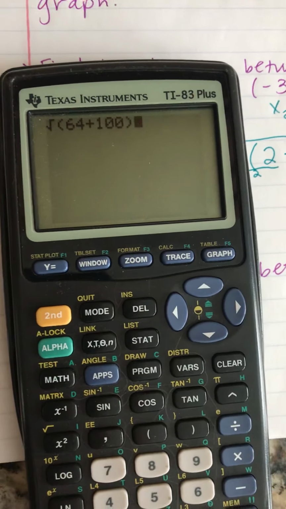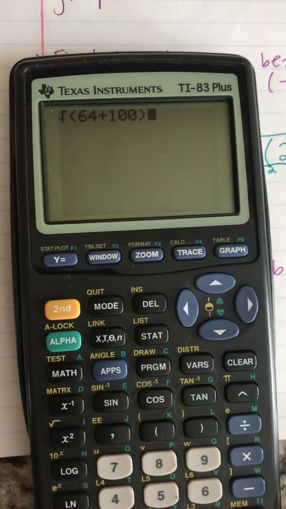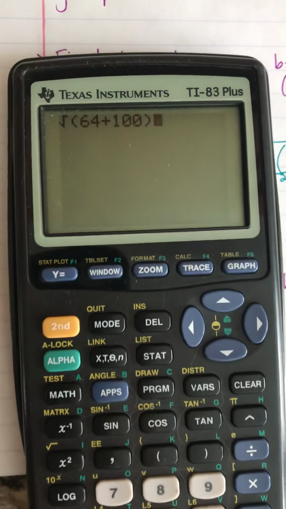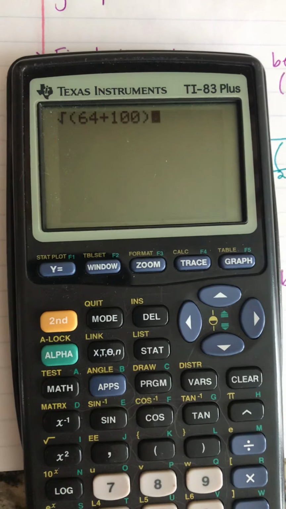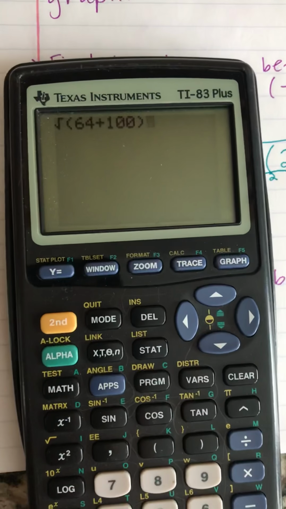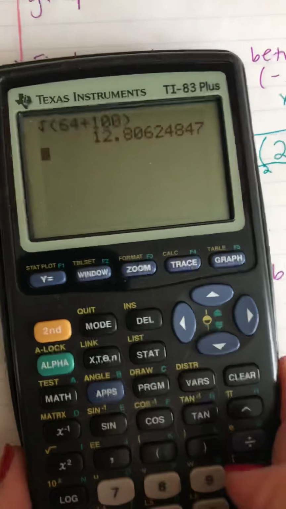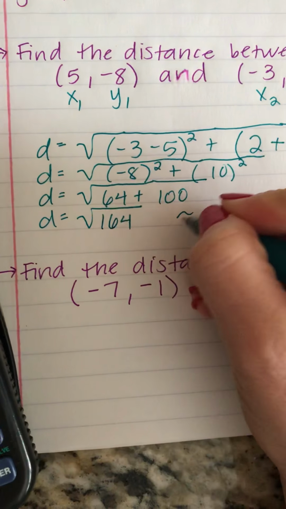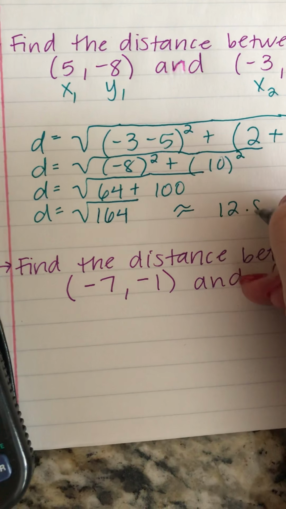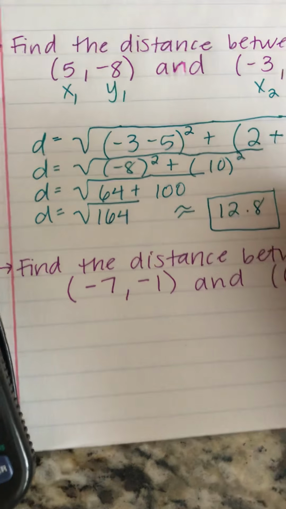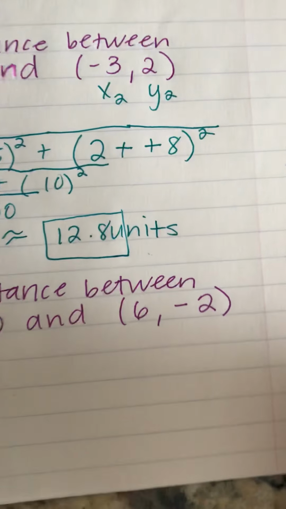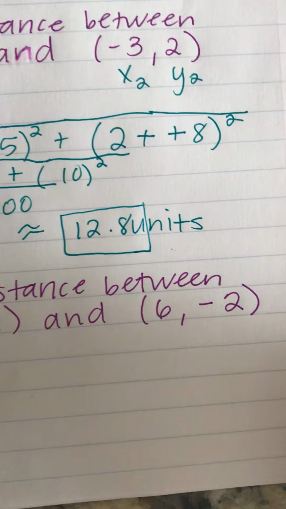Now mine's a little different from yours. If you're using the one on your phone, it's going to be a little bit different. And your yellow ones at school, which I don't have one here at home, is a little different. So I've got to close out my parentheses. And I get approximately 12.8 as my answer. And it will be, I guess, square unit, or it's units. That's the distance. How far apart.